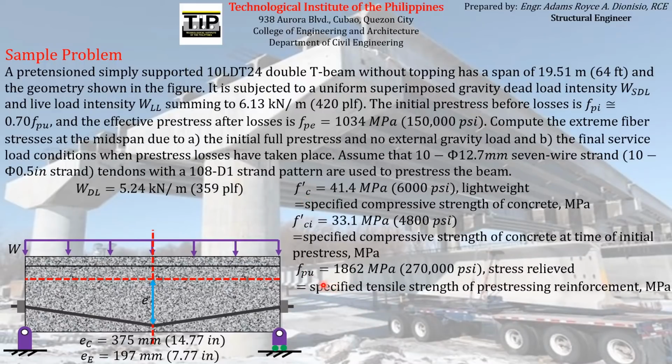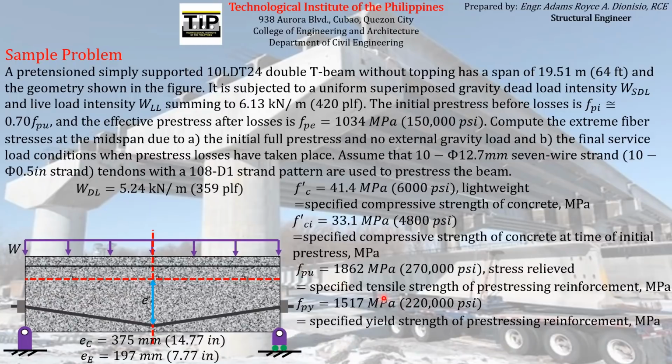Another given in the question is the FPU, the ultimate strength of the pre-stressing reinforcement, which is equal to 1,862 megapascal or 270,000 psi, which is a stress relief pre-stressing reinforcement. So what we can see here is the specified ultimate tensile strength of the pre-stressing reinforcement, FPU. And then we also have the specified yield strength of the pre-stressing reinforcement, which has a value of 1,517 megapascal or 220,000 psi.